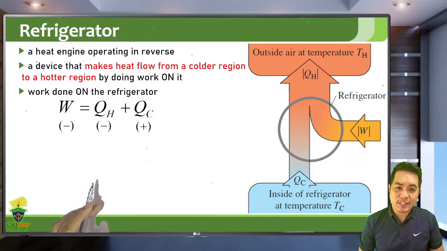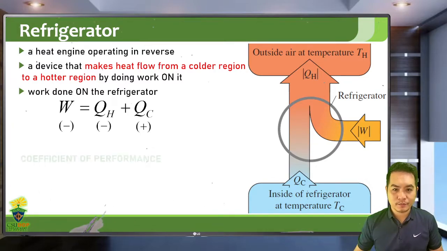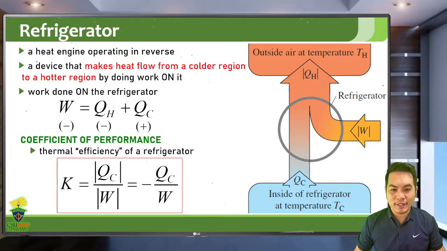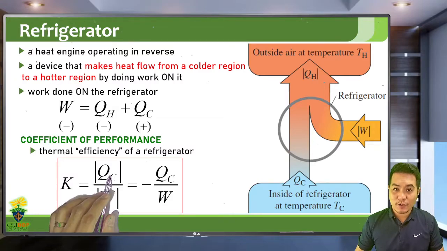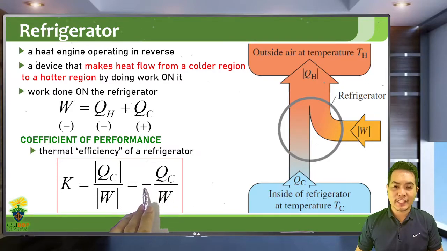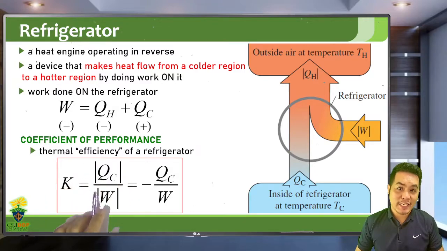Work is negative. This is now work done on the refrigerator. Take note, the refrigerator does not do work. Actually, work is done on the refrigerator. So the coefficient of performance in this case is basically the thermal efficiency of your refrigerator, and it's described by the coefficient designated as K. It's basically the heat absorbed by the refrigerator over the work done on the refrigerator. In this case, since work is negative and QC is positive, there's a negative sign here. But you can also use the absolute values, if this is easier for you.